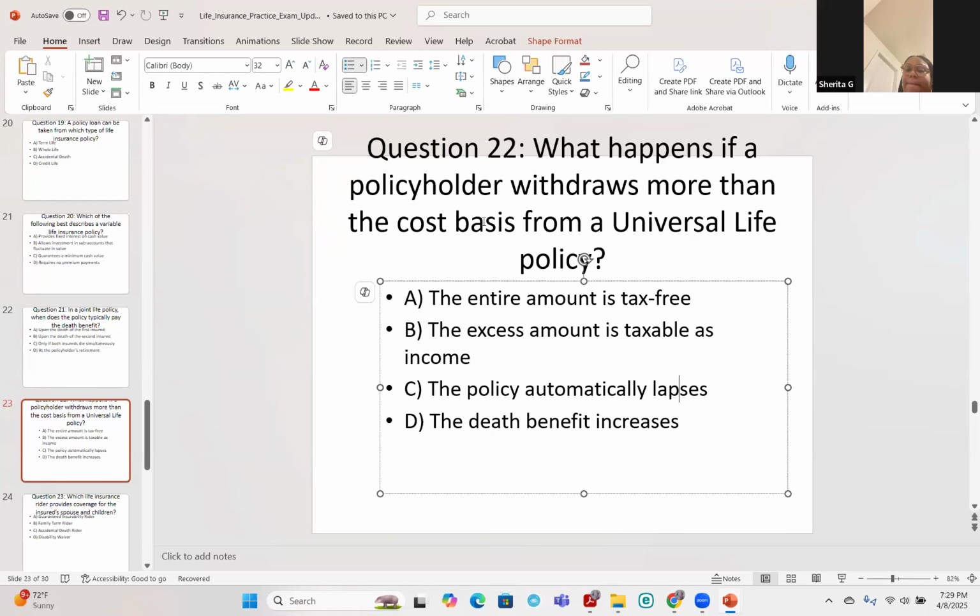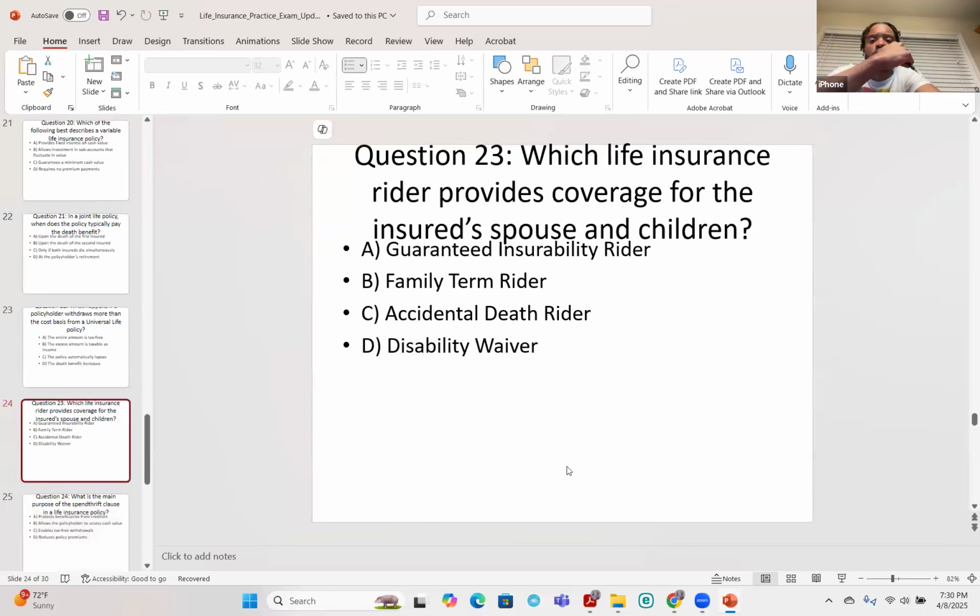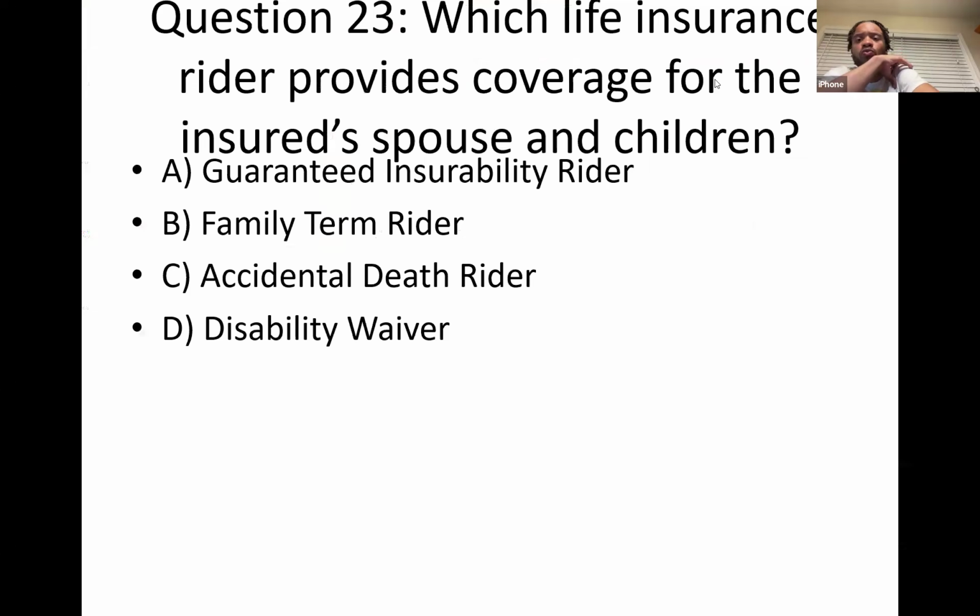Okay. But when you see it on the test, you just got to know that anything over the cost basis, meaning any earnings, is taxable. Got it? So if on your little word association chart with universal life, earnings are taxable. Excess premiums, meaning money over the cost basis, basically your contribution, is taxable. All right, next.